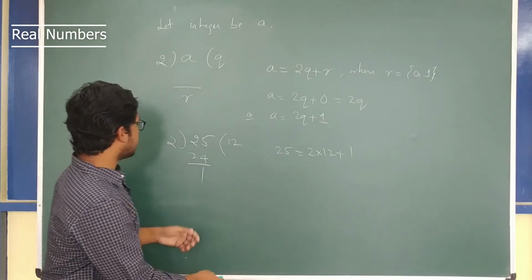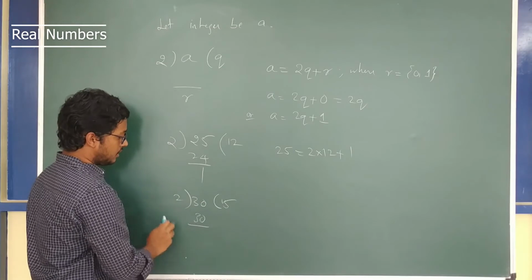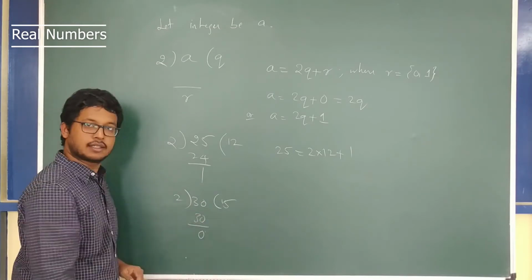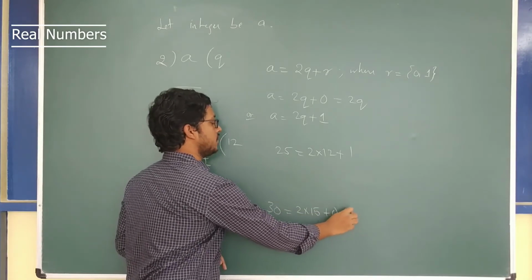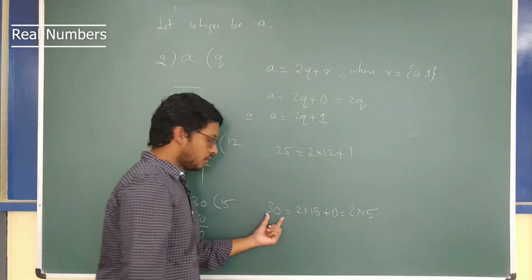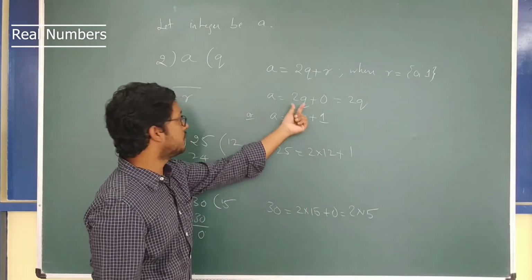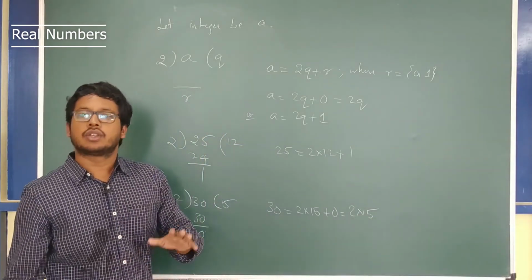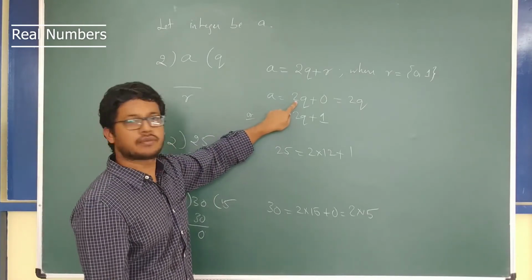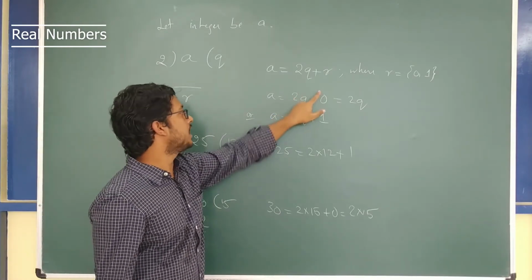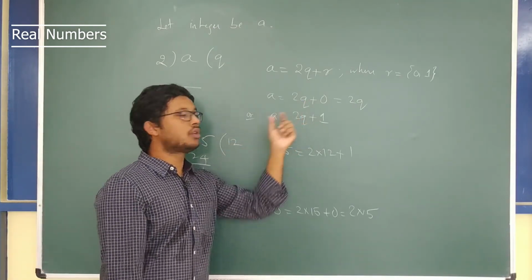Take some other example, let us say 30. When I take 30, 2 15s are 30 and the remainder is 0. So, 30 is now written as 2 into 15 plus 0, which is nothing but 2 into 15. Now, you took the number 30 and you are able to write it as 2 into q, where q is 15. Like this, you take any integer, you can always write it as a multiple of 2 into q plus some remainder 0 or 1. So, any integer can now be written as 2q or 2q plus 1.